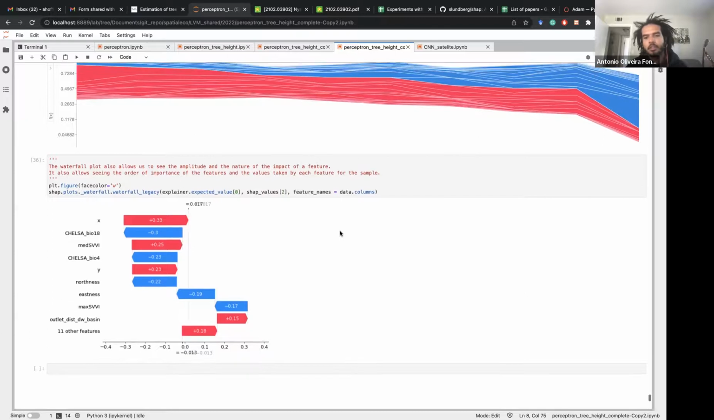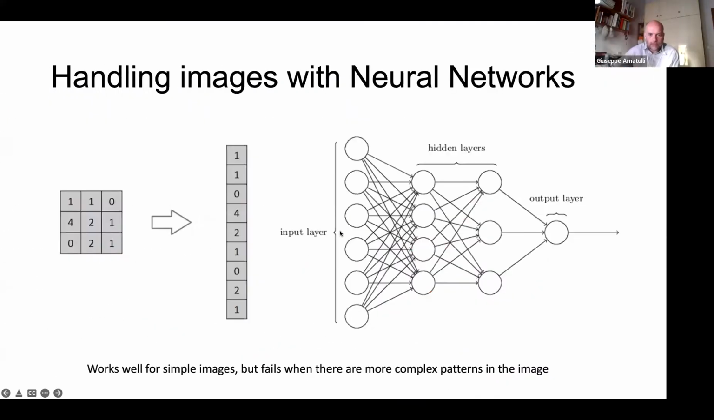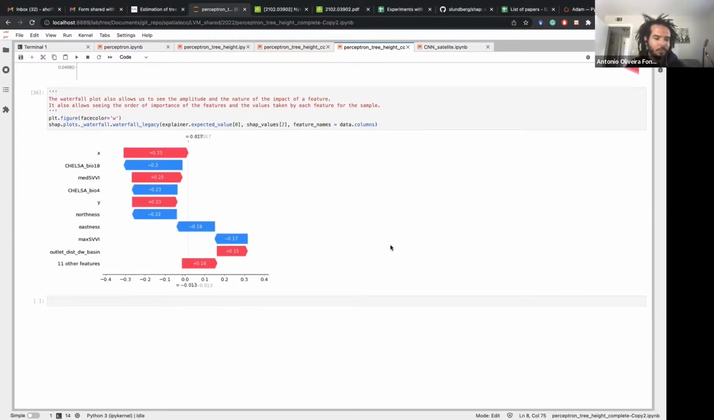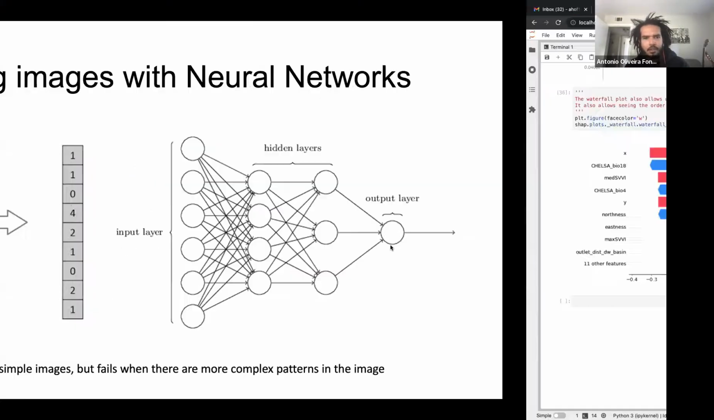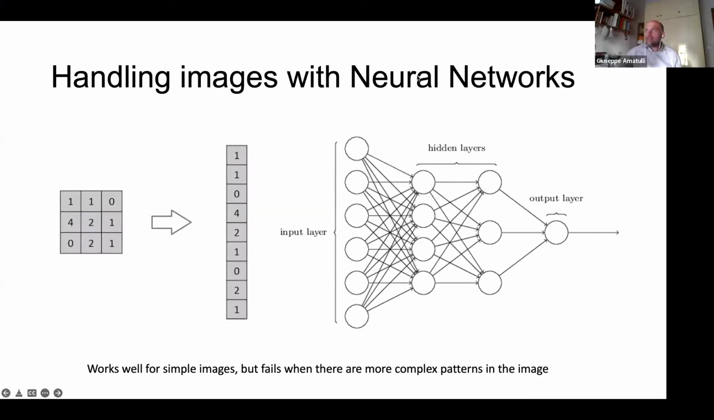Okay, cool, good. So let's get to convolutional neural networks in this little bit of time we have. We have 20 minutes. Right.